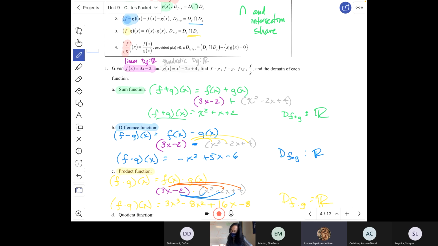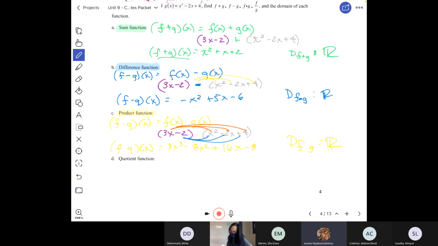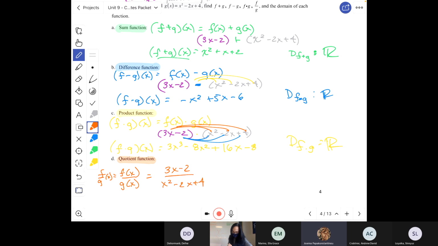Last but not least, let's talk about what happens when we try to take the quotient of two functions. So in this case, I'm looking at the quotient. So that is f of x divided by g of x, which just gives me a beautiful rational function. So this is a complex fraction, right? It's just a nice little rational function.